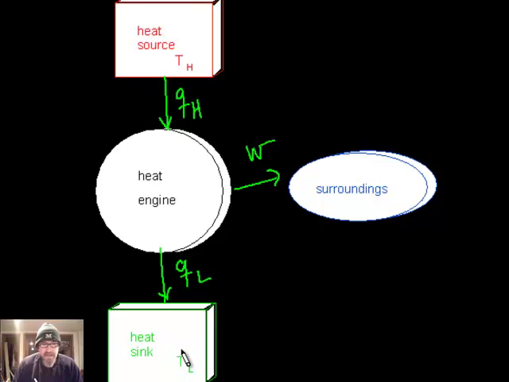So there's a heat sink, T low, that we give Q low. So you start out with a hot source, you dump some heat to a heat sink, which is at low temp, and then some of the energy that went in comes out as work. So no heat engine is perfect.